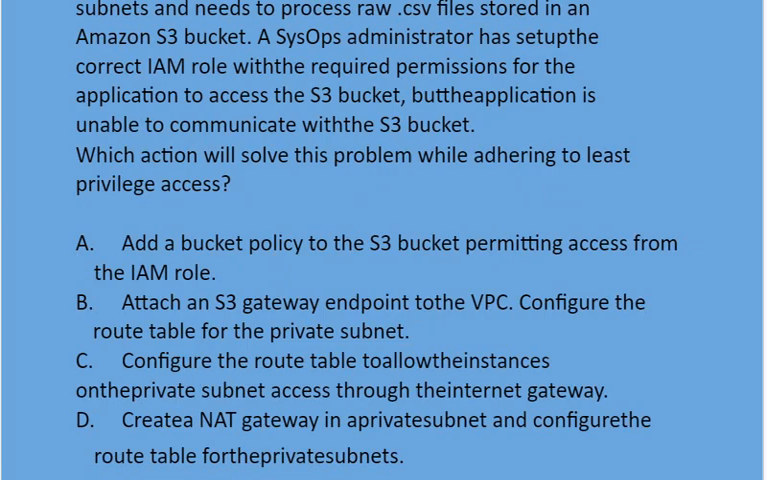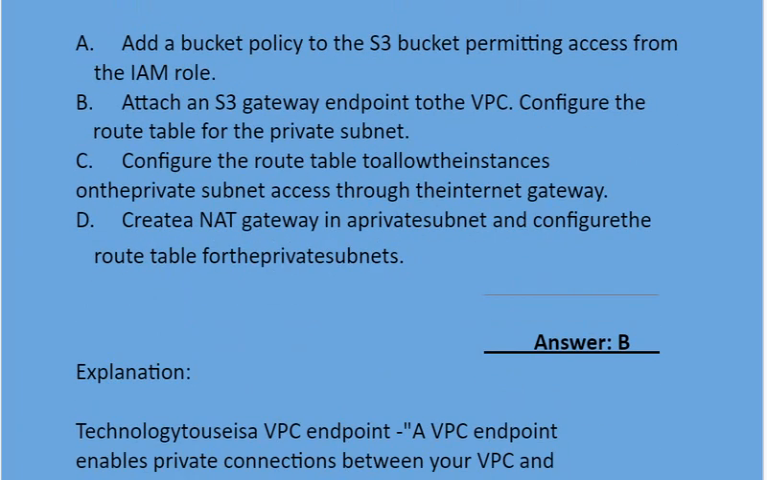Option A, add a bucket policy to the S3 bucket permitting access from the IAM role. Option B, attach an S3 gateway endpoint to the VPC. Configure the route table for the private subnet. Option C, configure the route table to allow the instances on the private subnet access through the Internet Gateway. Option D, create NAT gateway in a private subnet and configure the route table for the private subnets. Correct answer is option B.